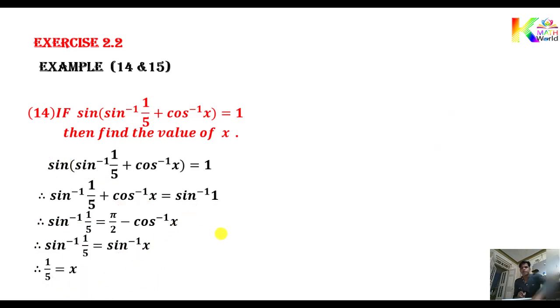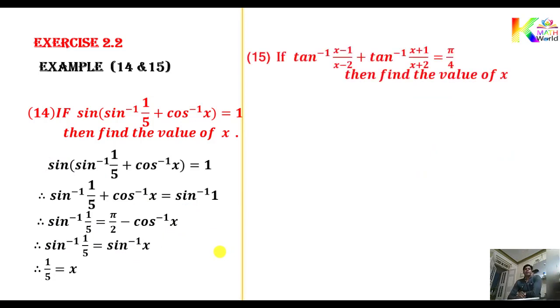Okay, now next question. If tan inverse of (x minus 1) over (x minus 2) plus tan inverse of (x plus 1) over (x plus 2) equals pi by 4, then again you have to find the value of x. Almost similar question to this one. Suppose you consider these as x and y, then you get tan inverse x plus tan inverse y, so we can use that formula.